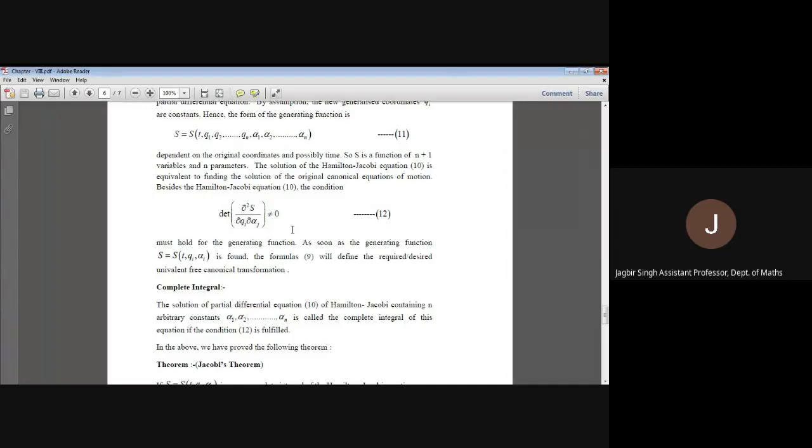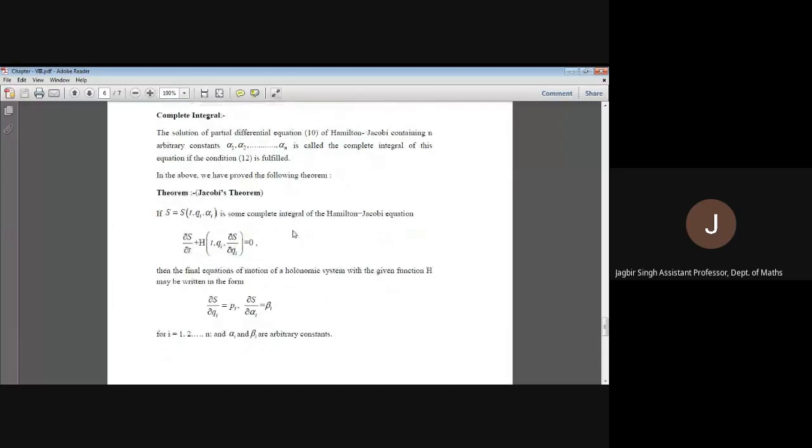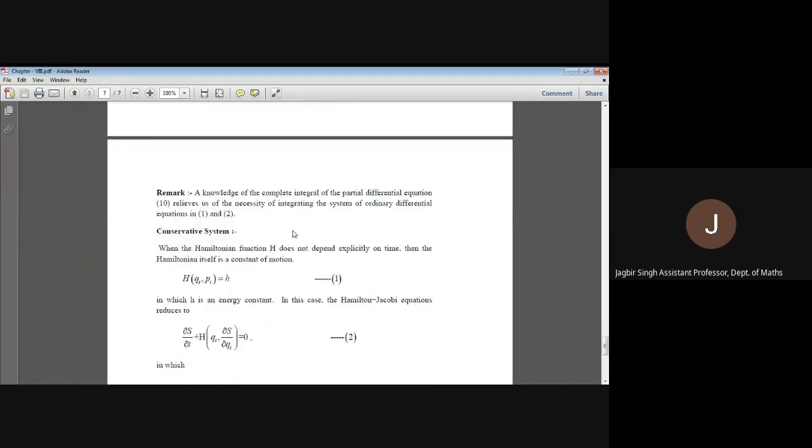Okay. Now the solution of the Hamilton-Jacobi equation containing all the n arbitrary constants is known as the complete integral. Further, there is the Jacobi theorem that if S is some complete integral of the Hamilton-Jacobi equation, then it will satisfy these equations. We have obtained these equations in the remark, so it is easy to derive these.